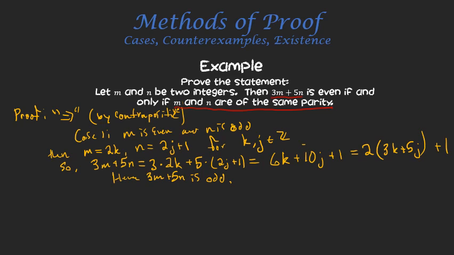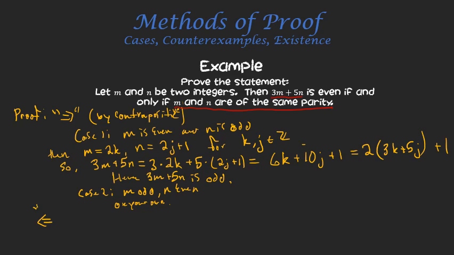Case 2 will be very similar to this one. Here we'll have m be odd and n be even. So I'm going to let you do case 2 on your own. Try that on your own. It works out very similarly, but I don't want to basically show the same thing again. And so that's the forward direction taken care of.